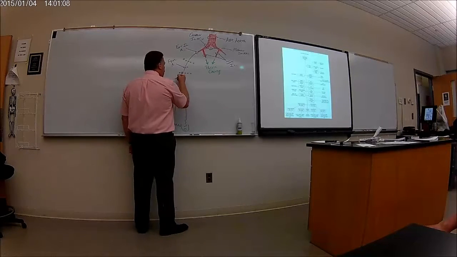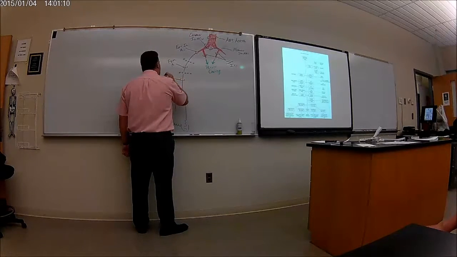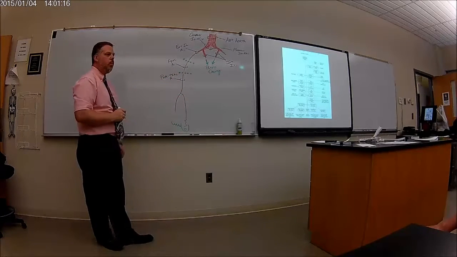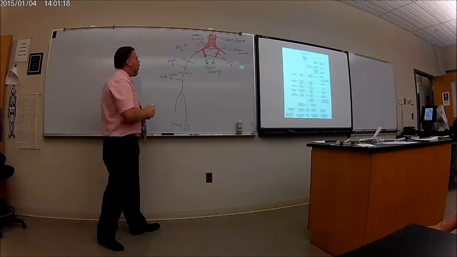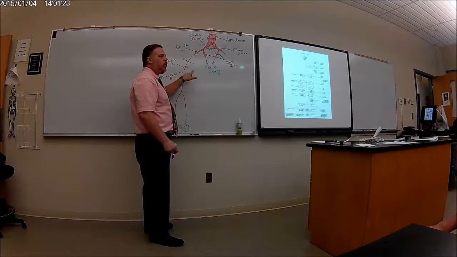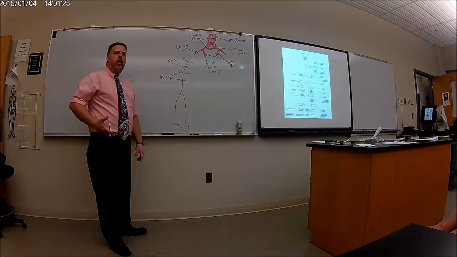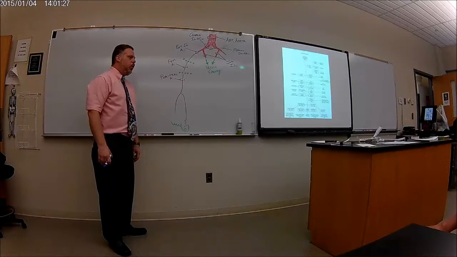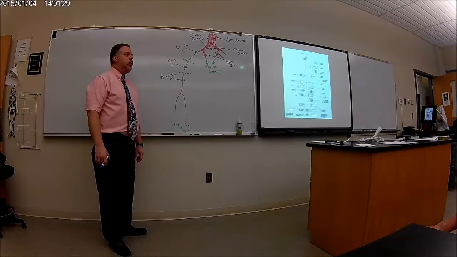Then, at the knee level, it becomes the popliteal artery. Now, the area where the external iliac becomes the femoral is a ligament in the groin area called the inguinal ligament. You'll learn about that when you get to the reproductive system.